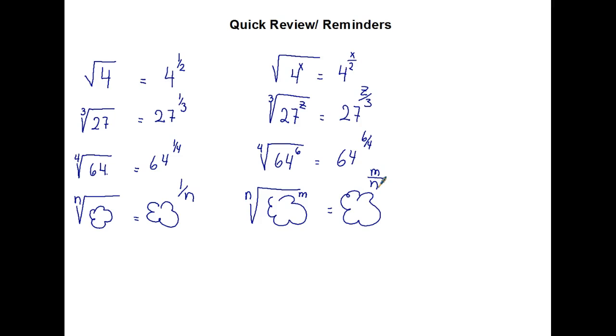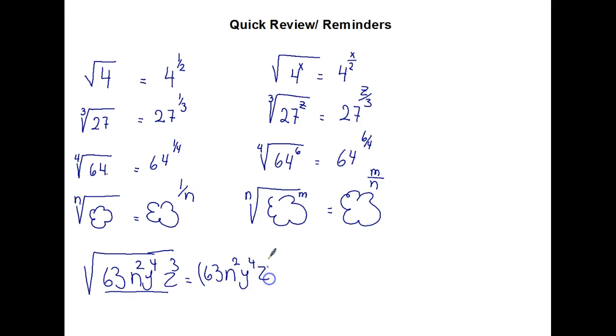What I mean by expressions could be the square root of 63 n squared, y to the 4th, z cubed. That means everything under the root to the power, since this is a square root, it means to the power half.